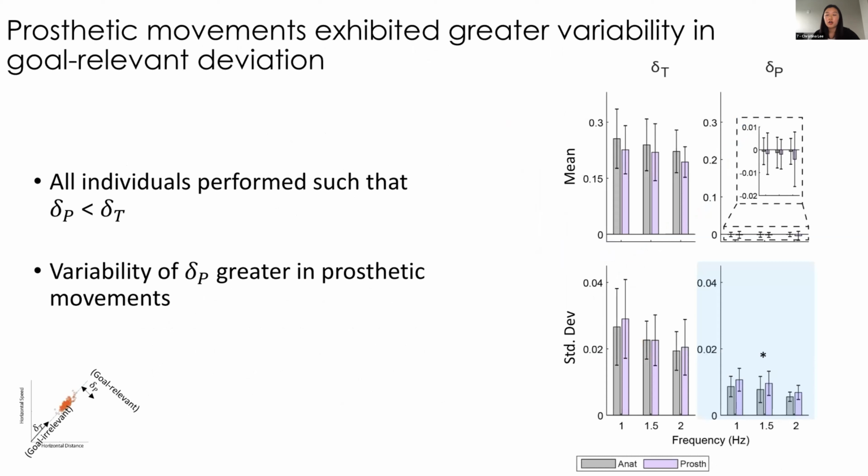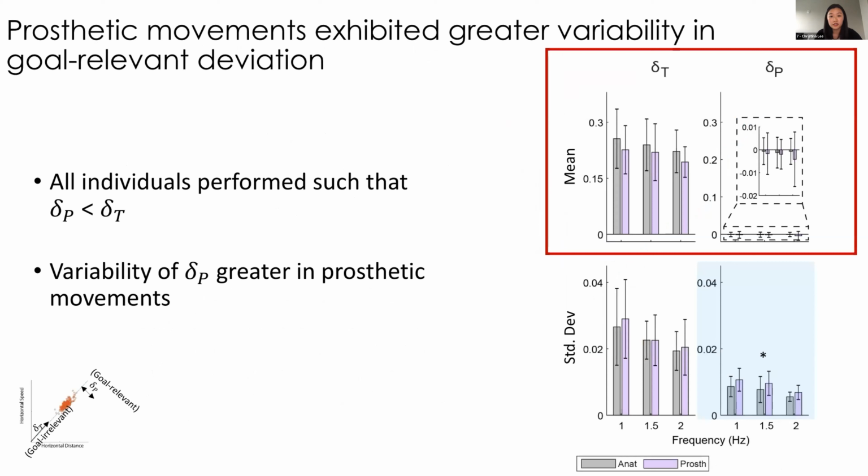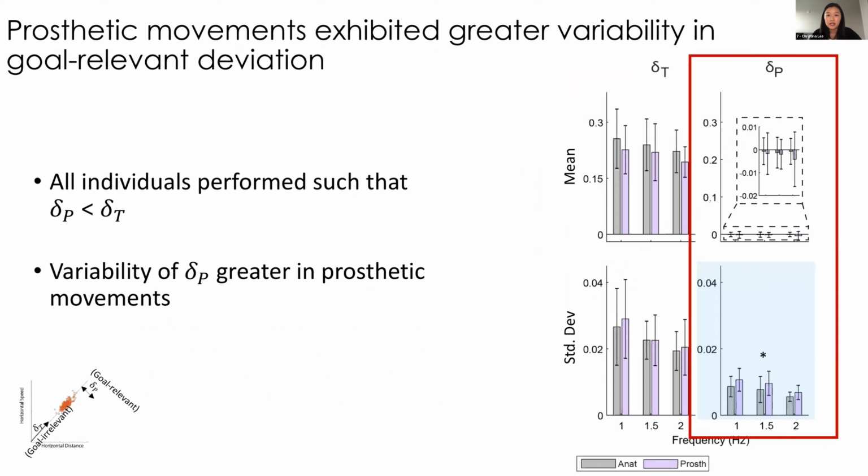In comparing our goal relevant and irrelevant GEM deviations, all individuals, regardless of whether they had an amputation or not, completed the task so that their goal relevant deviations were much smaller in magnitude than their goal irrelevant deviations. And while we didn't see any difference between the limb types in the mean magnitude of the goal relevant deviation, we saw that prosthetic movements exhibited greater variability, which we quantified as standard deviation for the goal relevant deviation.